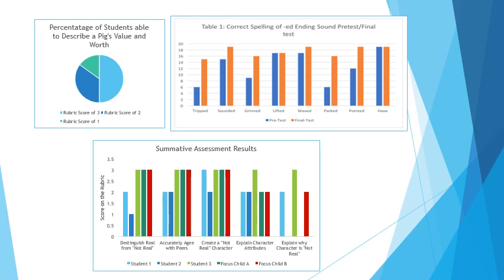And that very few of the children could accurately spell tripped or parked at the beginning. Both tripped and grinned were challenging all the way along. And that's a very interesting piece because you can see that in both of those words there was a double consonant.